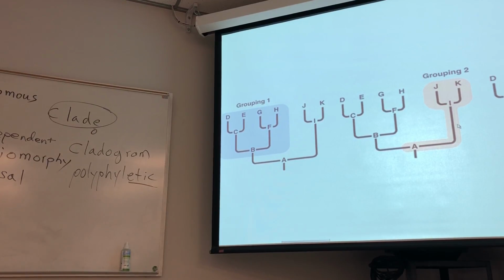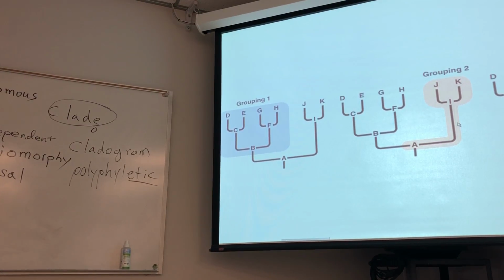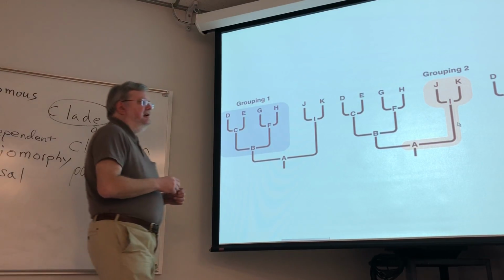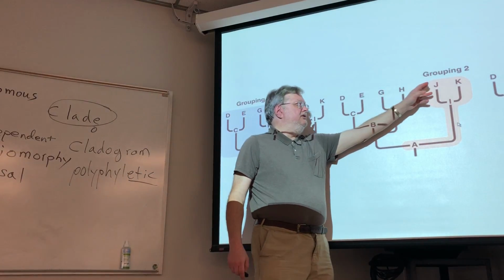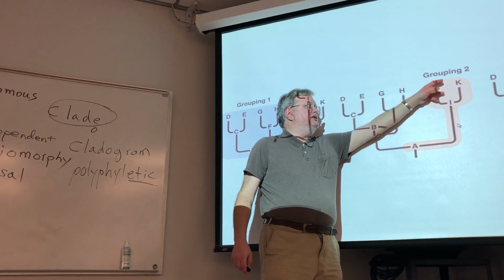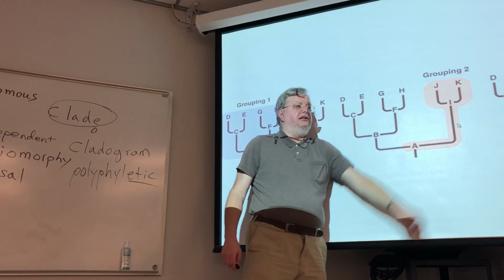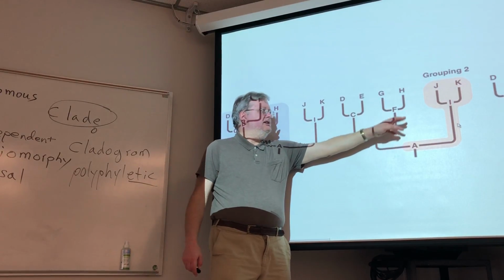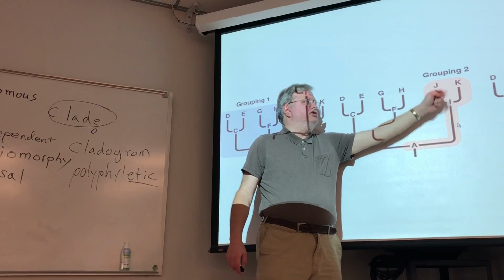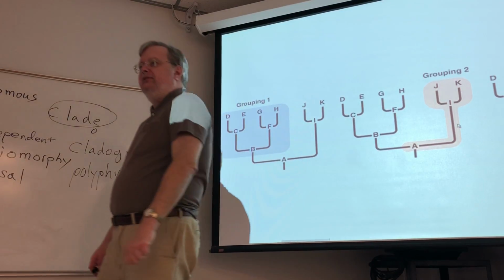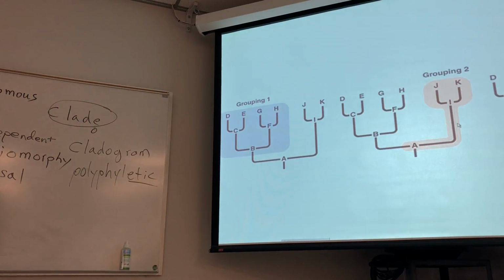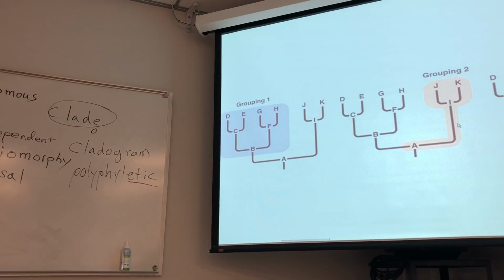So let's look at what's wrong with the other two, because each of them represents a different type of error. In this group, does this group include the common ancestor of J and K? Yeah, so it does have the common ancestor of J and K. So what is it failing at? What part of the definition? Yeah, it doesn't have all the descendants of A. That is called paraphyletic. That's the para one.